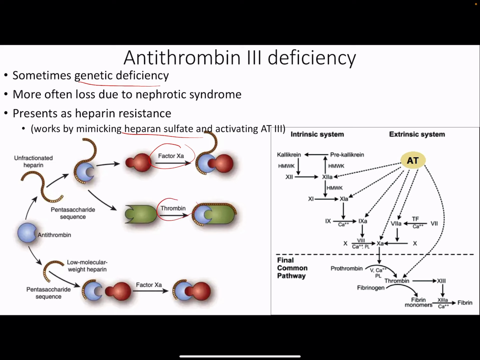Heparin is going to look and work just like heparin sulfate. But if you have an antithrombin 3 deficiency, you just won't respond to heparin. So that's sometimes actually how it's diagnosed: you're in the hospital and we're giving you heparin IV and it's just not doing anything. And then we find out, oh crap, you actually just don't have antithrombin 3. You have a much smaller amount of it.